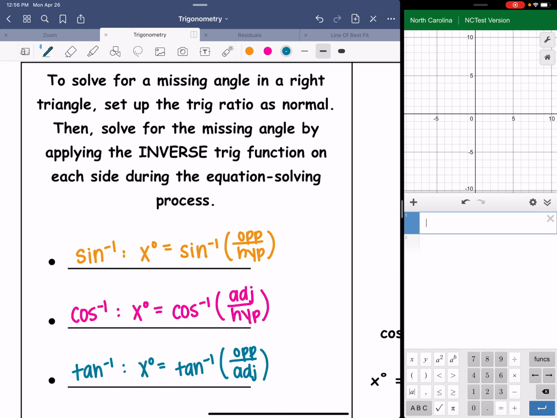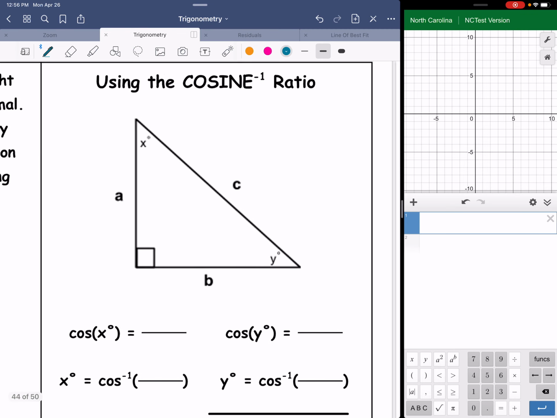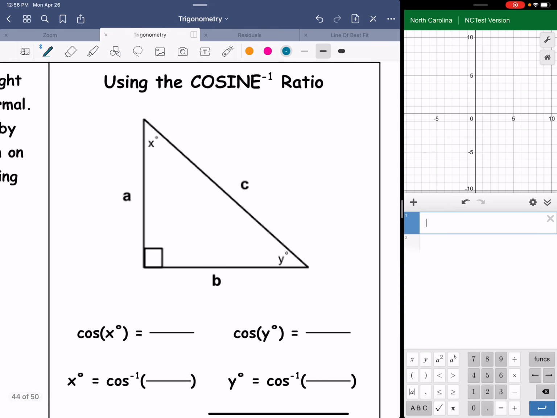Now let me show you where this comes from. Focusing again only on the cosine ratio, if we wanted to know the missing angle x, we would have to start with setting up the cosine ratio. So the cosine ratio, remember, is always the adjacent side and the hypotenuse. So A would be the adjacent side, C would be the hypotenuse. So if we were setting up the cosine of angle x, that would be A over C.